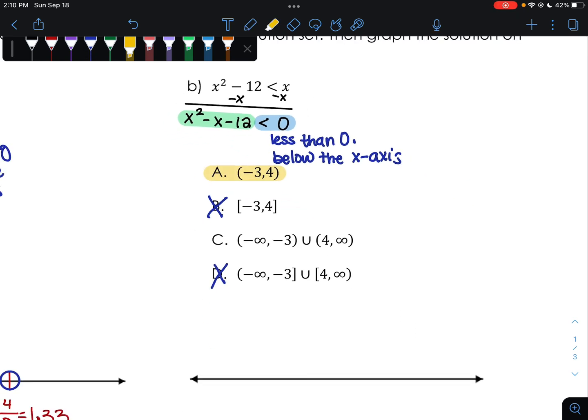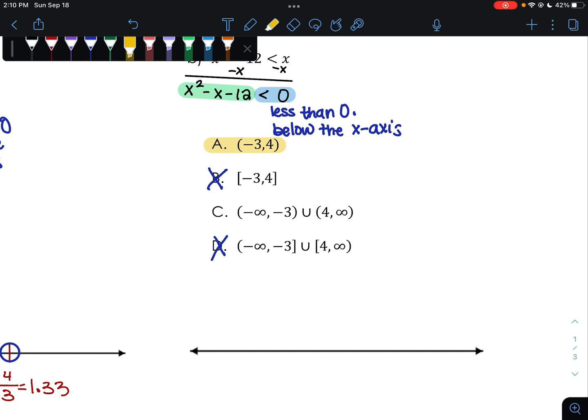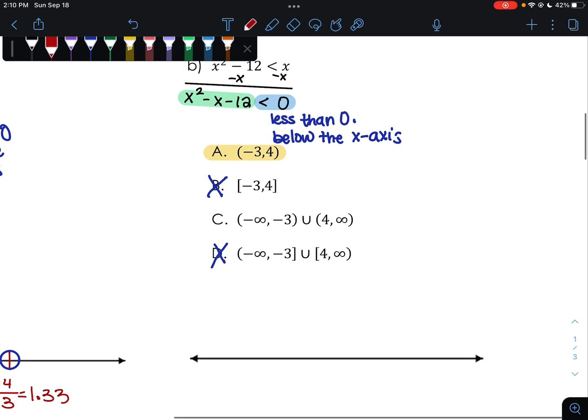So now we're going to graph that answer choice again on our number line. So we're going to plot our zeros. We have -3. We have 4. They both get open circles because there is no line underneath the inequality sign. And we're going to shade in the middle because that is the solution set.